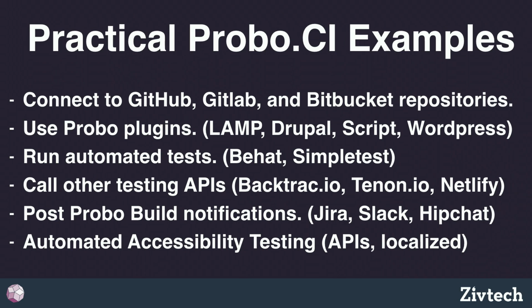And then we have a way that we can post Probo build notifications. So if your team's using Jira or Slack or HipChat, you can actually, as these builds complete, send off an API call to one of these APIs to post maybe a comment that gives you some information about, hey, this build's completed. Here's the link to check it out on Backtrack. Here's a link for the actual build itself. So we're simplifying these processes and making it easier for people to get from point A to point B in the development process in this tool.